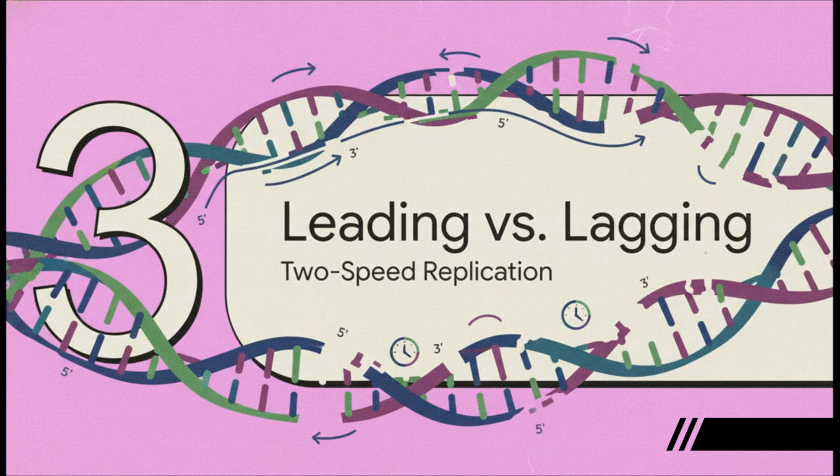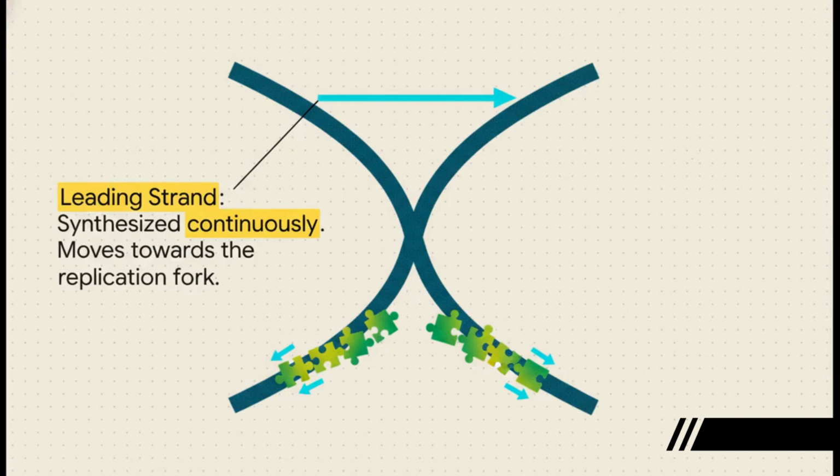This creates what I call 2-speed replication. Okay, look at your screen. Let's break this down side by side. The leading strand on the left, that's the easy one. It's made smoothly, continuously, just following the helicase as it unzips. It only needs one primer to get started, smooth sailing.